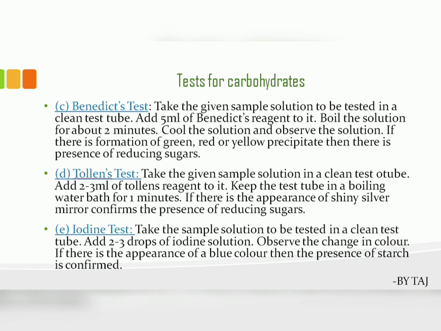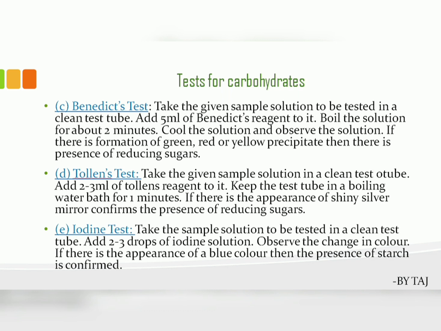The third test for carbohydrates is the Benedict test. Take the given sample solution in a clean test tube. Add 5 ml of Benedict's reagent to it. Boil the solution for about 2 minutes, then cool the solution and observe. If a green, red or yellow precipitate forms, it shows the presence of reducing sugar.